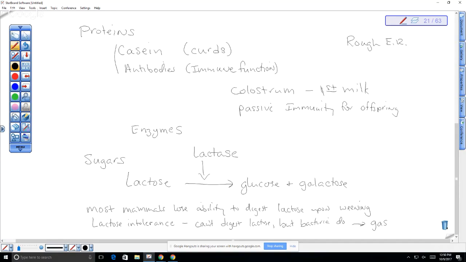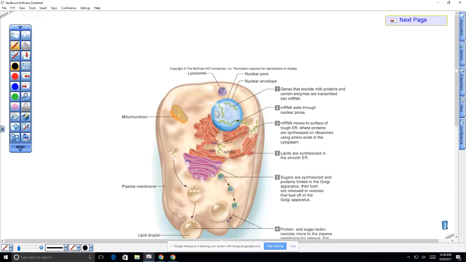So does anybody remember where sugars are produced in our eukaryotic cell? Golgi apparatus. Okay. So if we turn our sheet over again, here we see that sugars are being synthesized in the Golgi apparatus, and they put them in little vesicles, and then they get transported to the outside, and so this would be like lactose being secreted by the mammary gland cell.